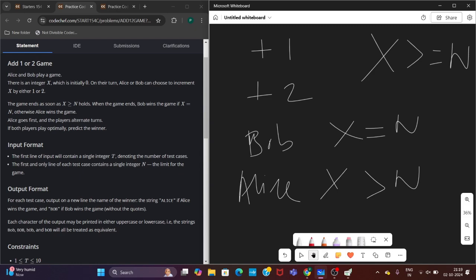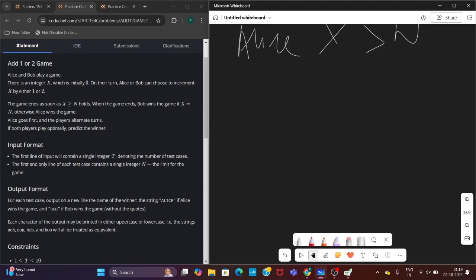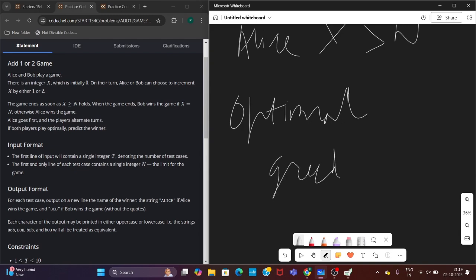Alice moves first in the game, and if both players play optimally, predict the winner. Optimal play here, as we have seen, means greedy. We can simply say greedy.